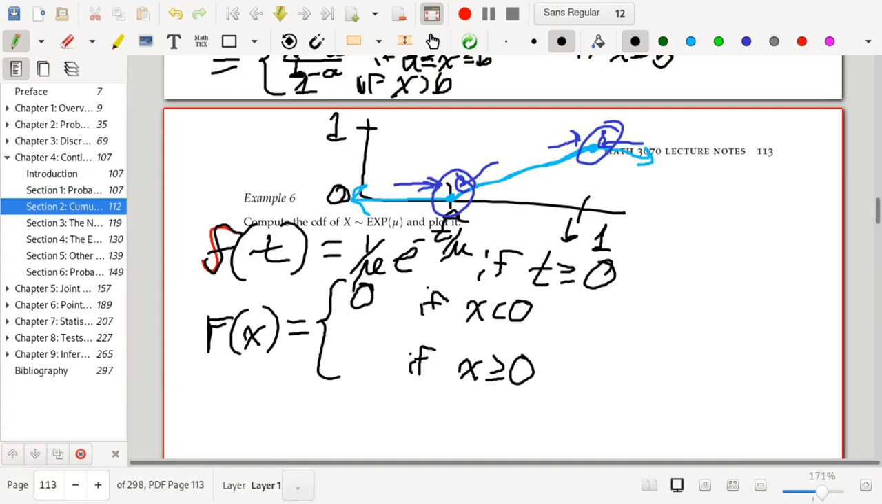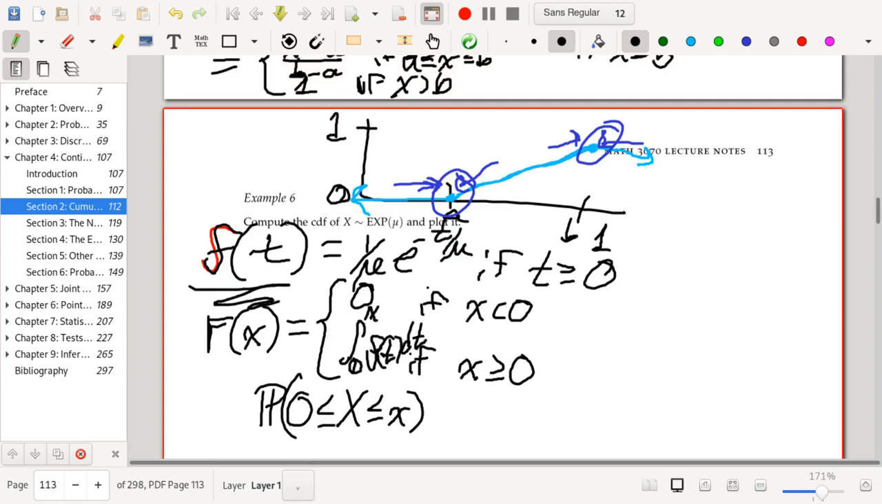Alternatively, if x is greater than or equal to zero, we're basically asking for the probability that zero is less than or equal to X, which is less than or equal to little x. And that's going to be the integral from zero to little x of f of t dt, where f of t is given here.